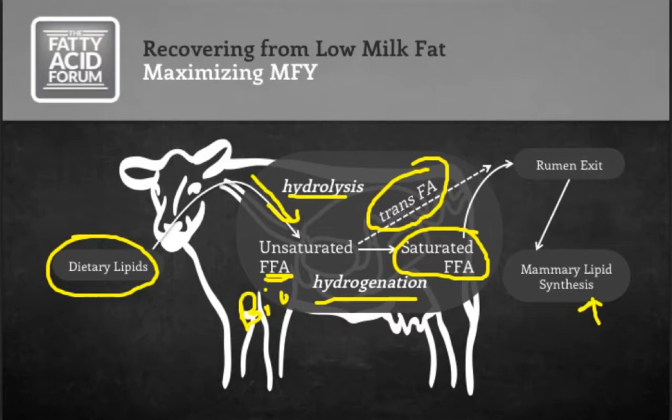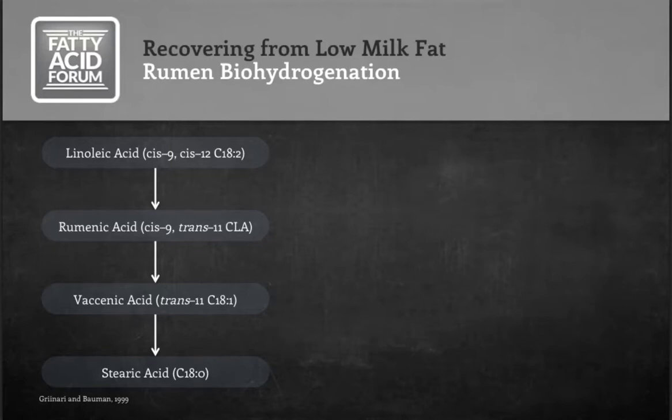So we need to take just a little bit of a closer look at this process of biohydrogenation, and we're going to use linoleic as our example. So this is cis9, cis12, C18-2. And biohydrogenation is not a single-step process. We don't simply go from our precursor to our product. We actually go through a series of intermediates.